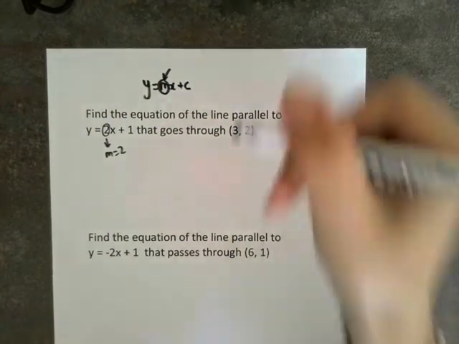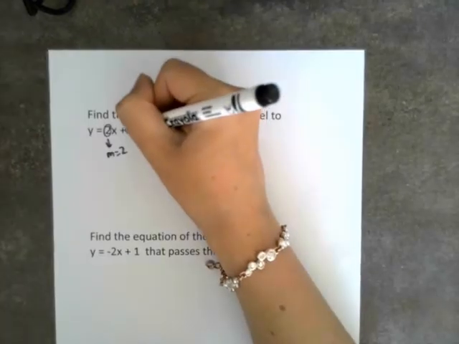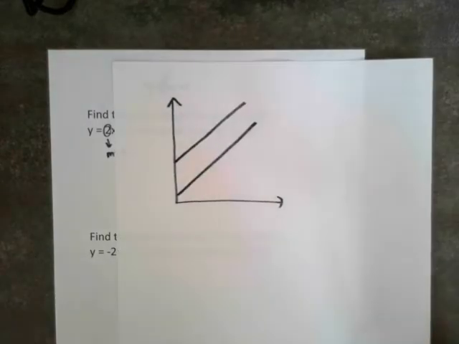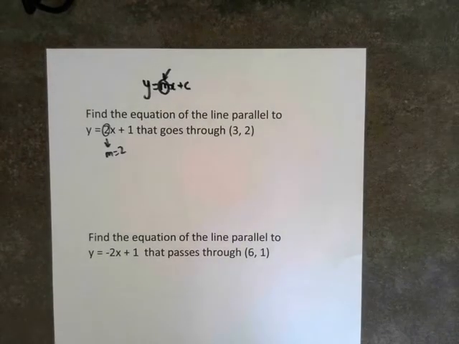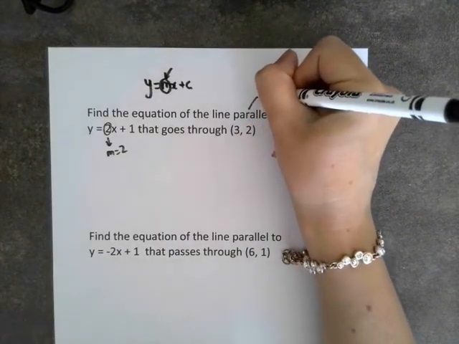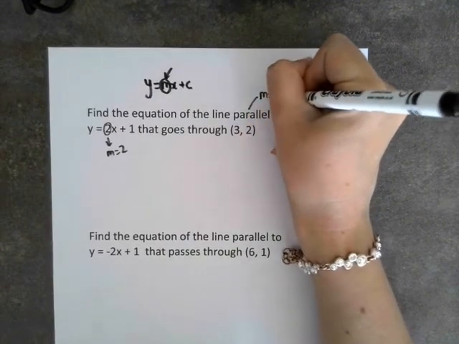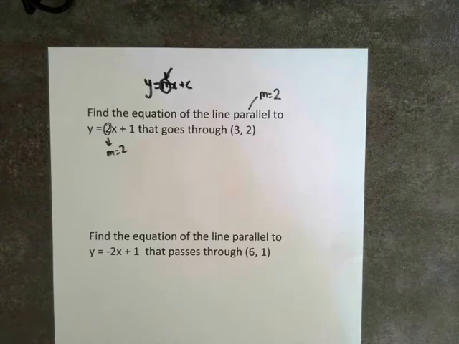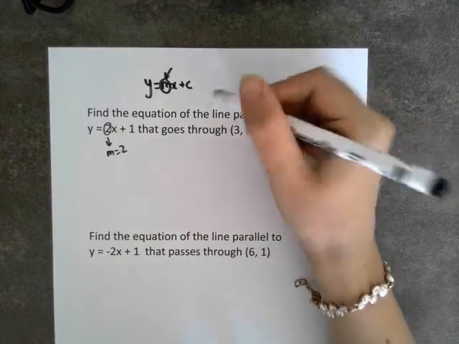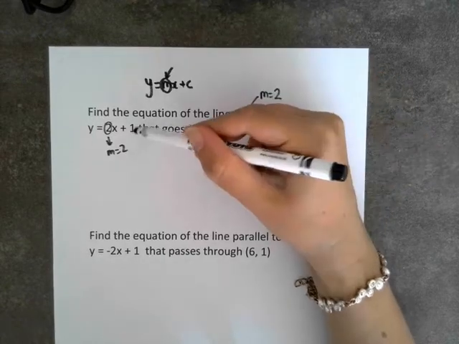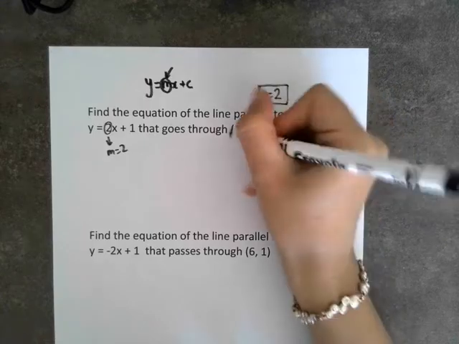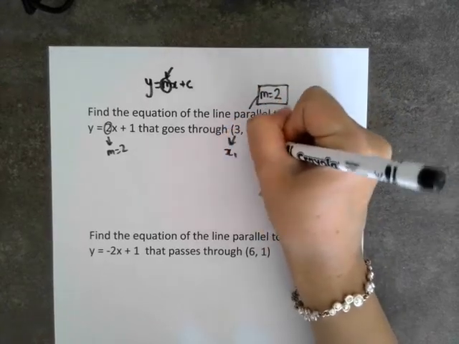If my line has to be parallel to this one, we just said a minute ago that parallel lines have the same gradients. So if the gradient of this line is 2, then the gradient of the parallel line is also going to be 2. So m is going to be 2. I've got a point that I know the line goes through, because it says find the equation of a line parallel to this that goes through 3, 2. So I've now got my gradient, I've got my point that it goes through.